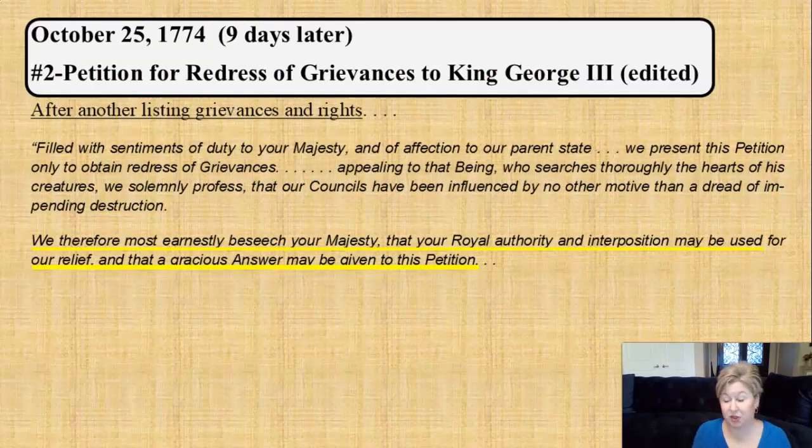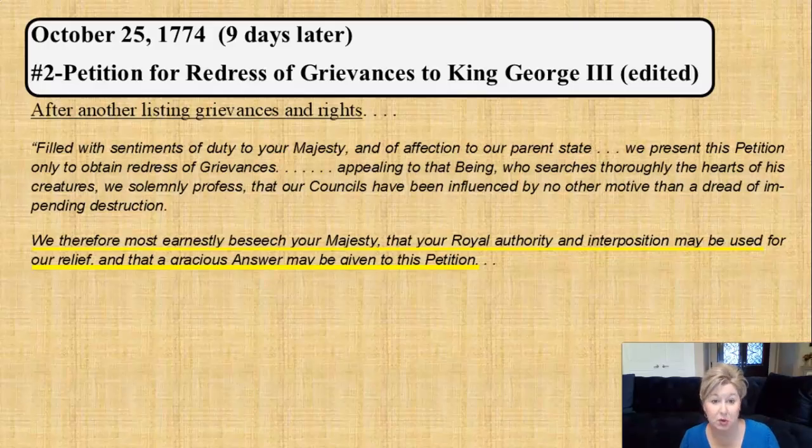Nine days later, they finished their petition to the king. So they're going to just do these two documents. They all came together. Let's do these two things. So the second thing was a petition for redress of grievances to King George III. I just gave you a tiny bit, but let's read it.